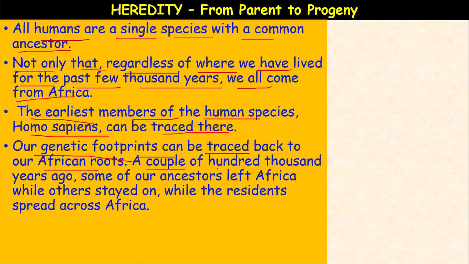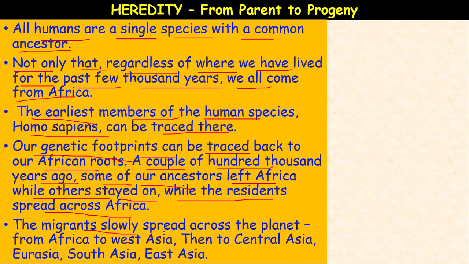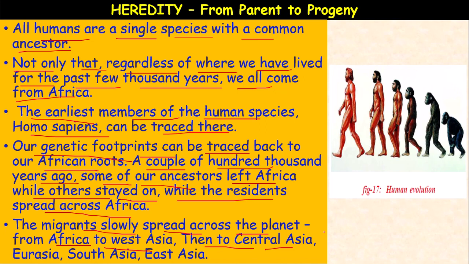A couple of 100,000 years ago, some of our ancestors left Africa while others stayed there. While the residents spread across Africa, the migrants slowly spread across the planet, from Africa to West Asia, then to Central Asia, Eurasia, South Asia, East Asia. Like that they spread. They were nomads. They used to migrate from one place to another in search of food and comfort.